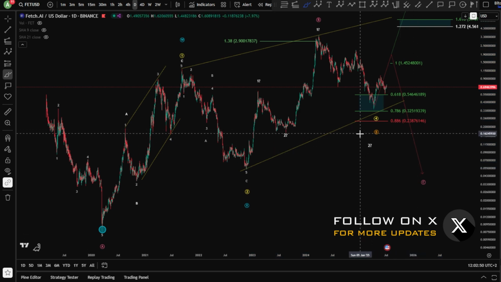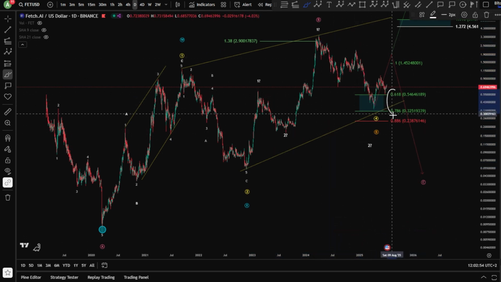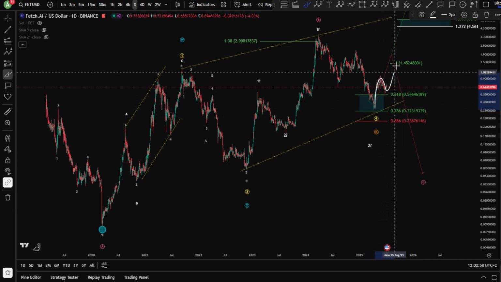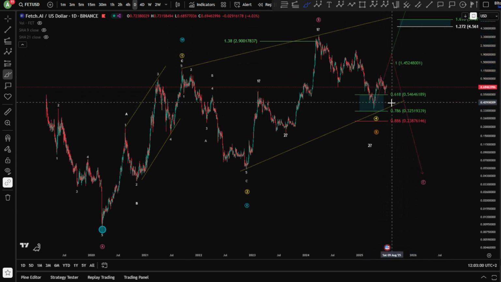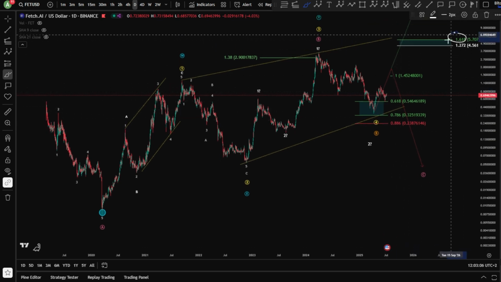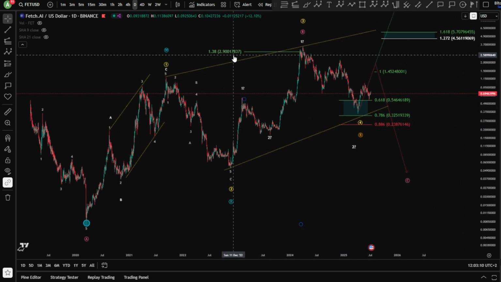In this case, you are looking of course at an A, B and a C finish for wave 2 at the perfect fib level for wave 2, and starting an impulse 1 2 3 4 5 for a massive explosive wave 3 for higher prices. Again, the target for this scenario is the 1.618, at least $5.7 for FET.